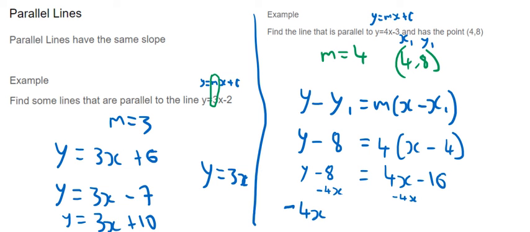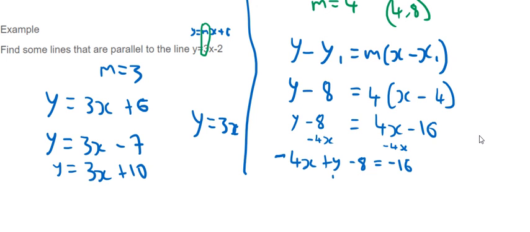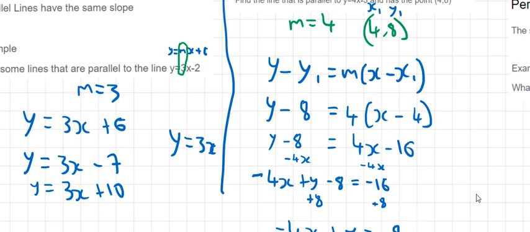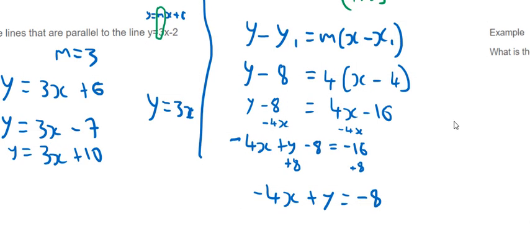So I get minus 4x plus y minus 8 equals minus 16. And then if I bring over the minus 8 to the other side, or add 8 to both sides, I'm going to get minus 4x plus y equals minus 8. So I'm just tidying up. You don't need to bring it over if you don't want to, or you could bring over the minus 16 to the other side, but you should get an answer something like that. So that's the equation of the line that's parallel to y equals 4x minus 3, but has the point 4, 8.